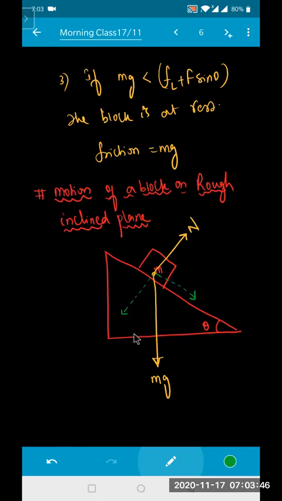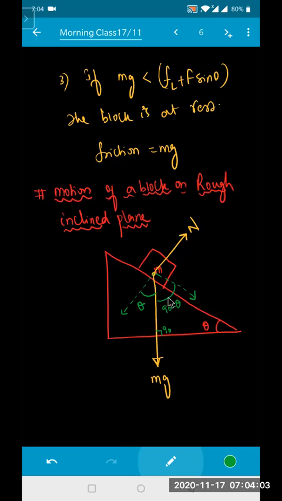Where do I take theta, beta? This is theta. This is 90. This will be 90 minus theta. So this will become theta for me. That is theta, yes. Isn't it? This is theta. This is your 90. This angle is your 90 minus theta.